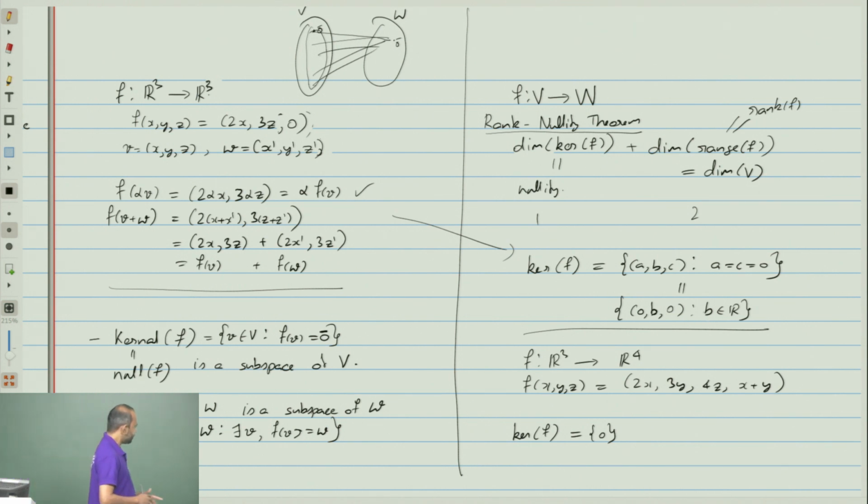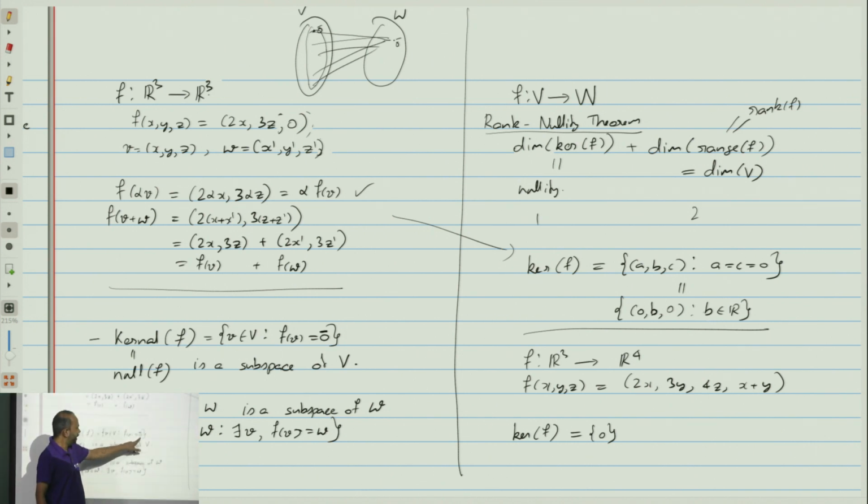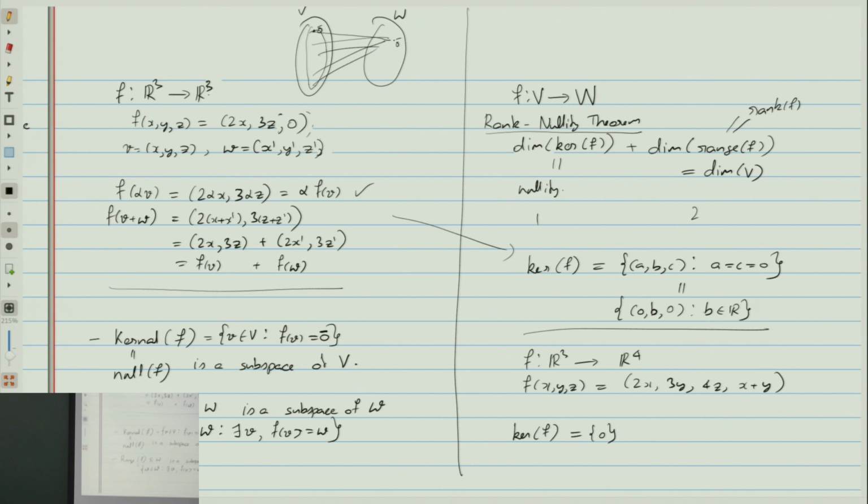Because v has to be in R^3. So this f of v is 4 zeros, no? F of v has to be in R^4. Kernel of f is an element of this, so this is R^3. Yeah, this is a subset of R^3. You are right, this is 3 zeros.